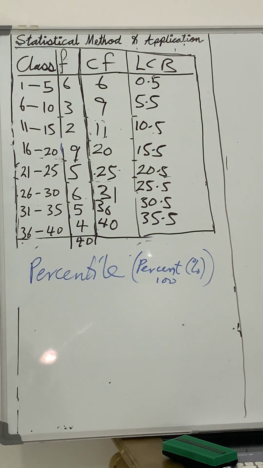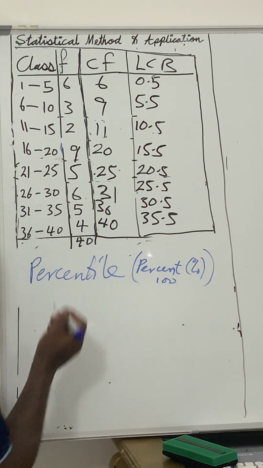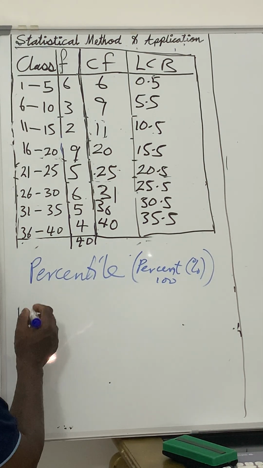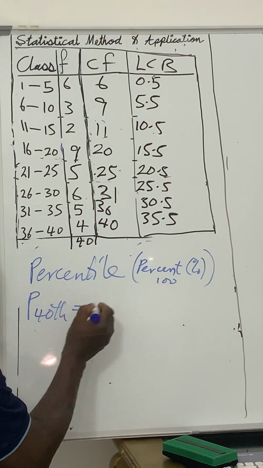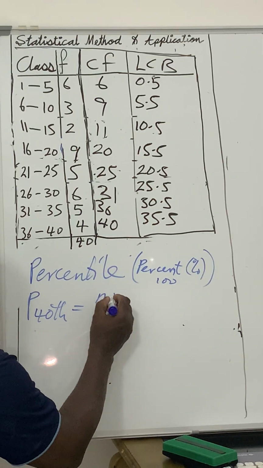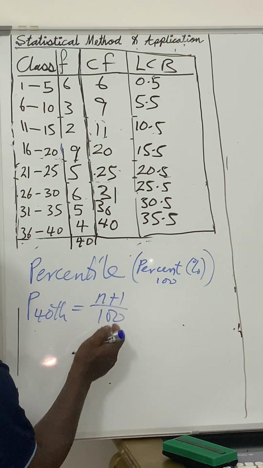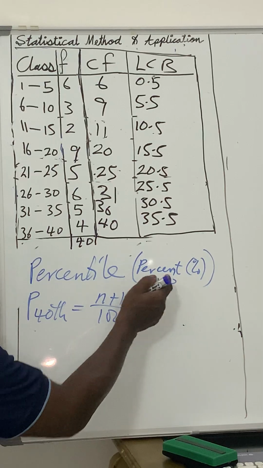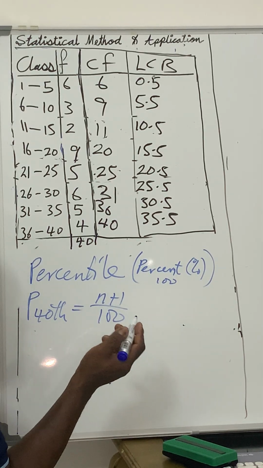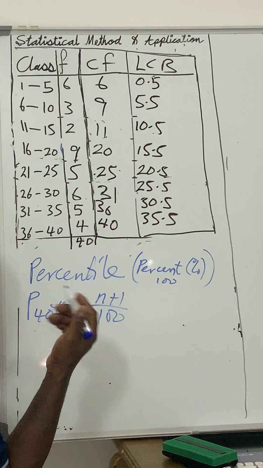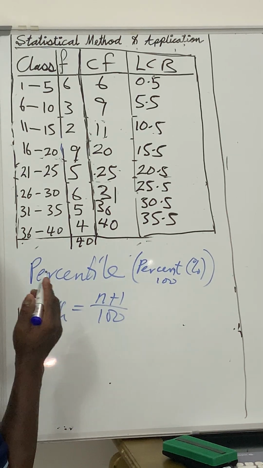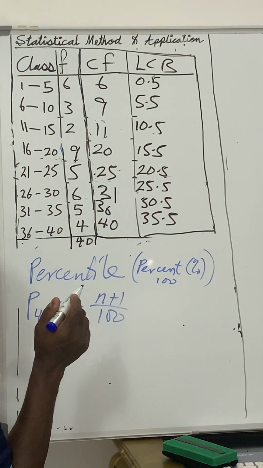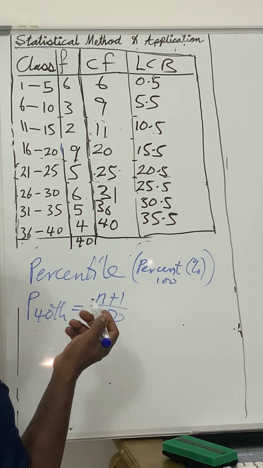Probably we can compute 40 percentile. So if you want to compute 40 percentile, you first go for the position. For the P40 percentile, you are going to have n plus 1 divided by 100. This divisor means anything percent. When we are dealing with quarter, we use 4. When we deal with dozen, we use 12. When you deal with score, you use 20. When you deal with decile, you use 10, like that.